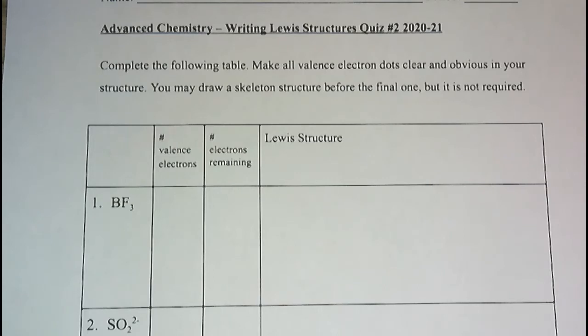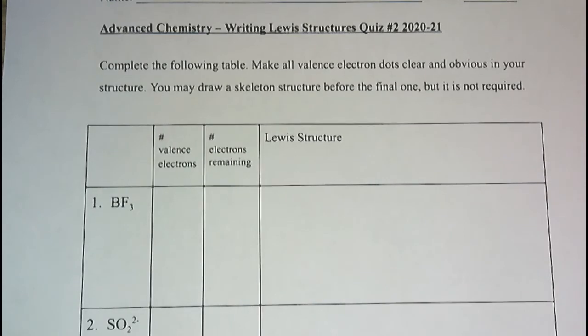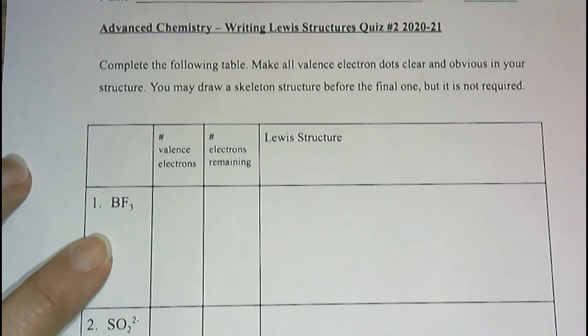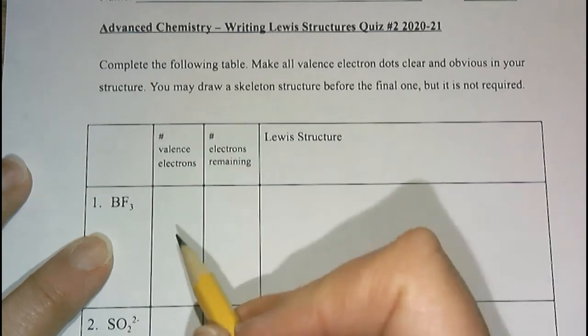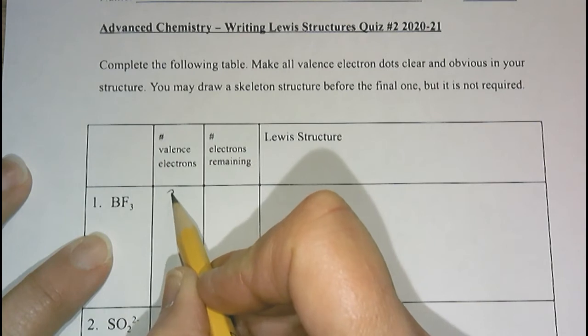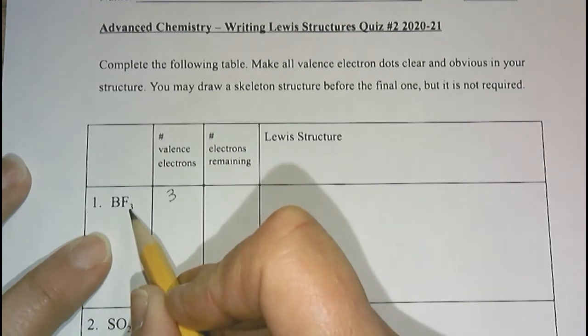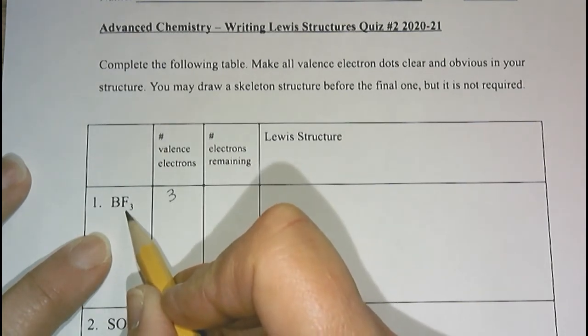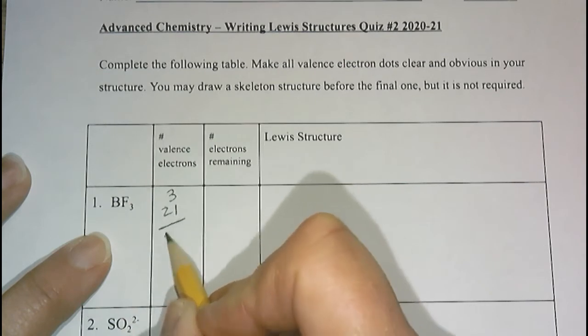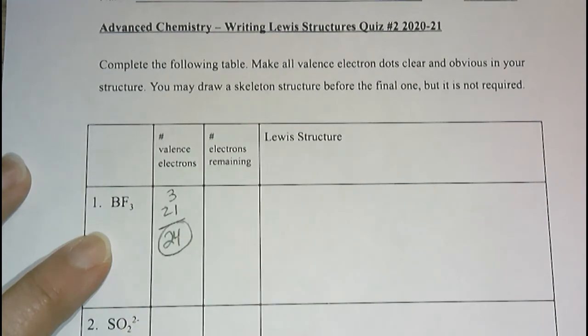Alright, I'm going to go over the writing Lewis structures quiz and describe how we're going to correctly answer all of the questions on the quiz. The first compound, BF3, which would be boron trifluoride. First thing we have to do is add up the number of valence electrons. Well, boron is in group 13, so it has 3 valence electrons. Fluorine has 7. It's in group 17, but there are 3 of those, so we have 24 valence electrons.